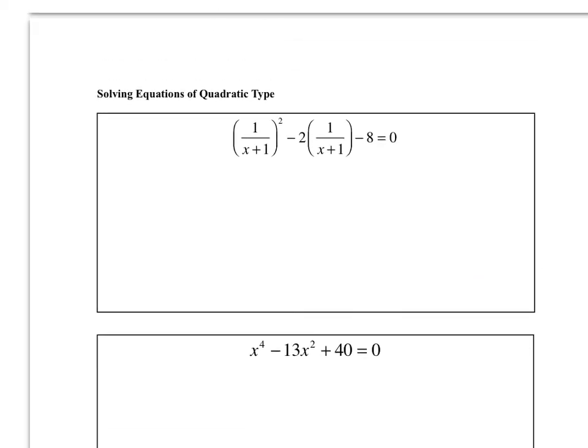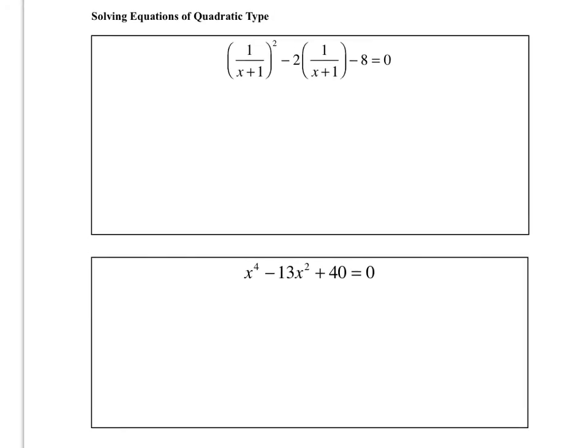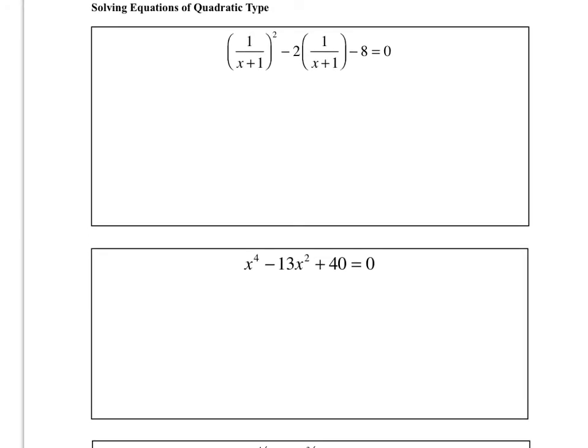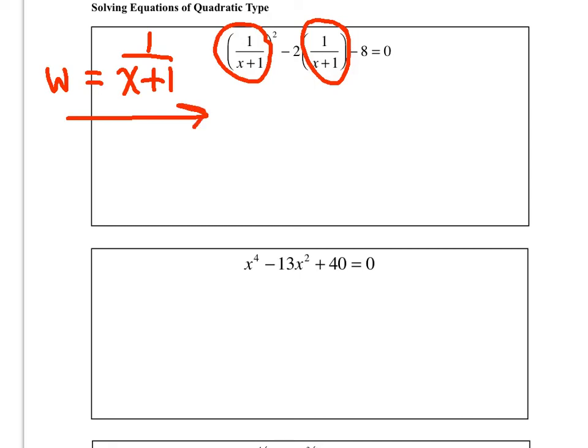We looked at equations that are quadratic in form. They're types of quadratic equations, but not really quadratic. So we look at this one, and we see that we have this expression squared, and then here we have the same exact expression. So we use a change of variable. We substitute for that expression, 1 over x plus 1, we're just going to write w. And so now what we have is w squared minus 2w minus 8 equals 0.